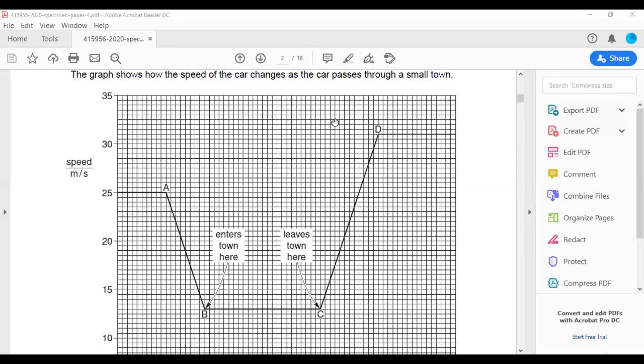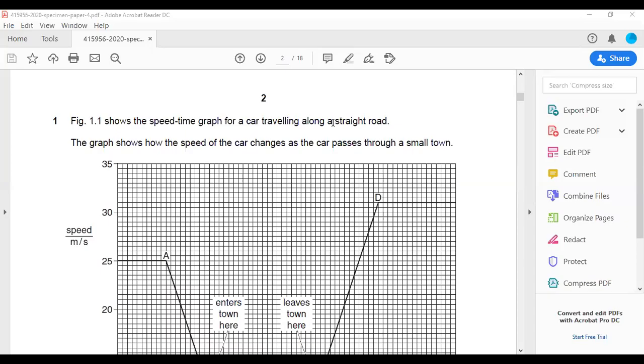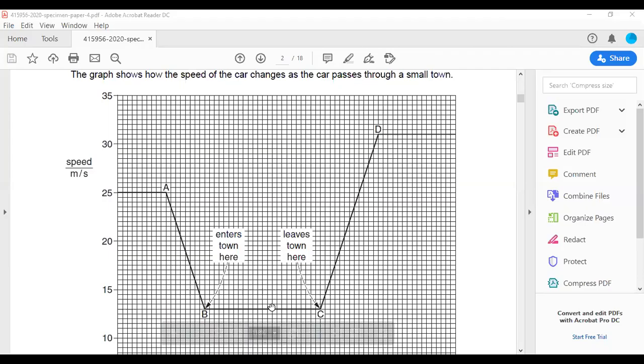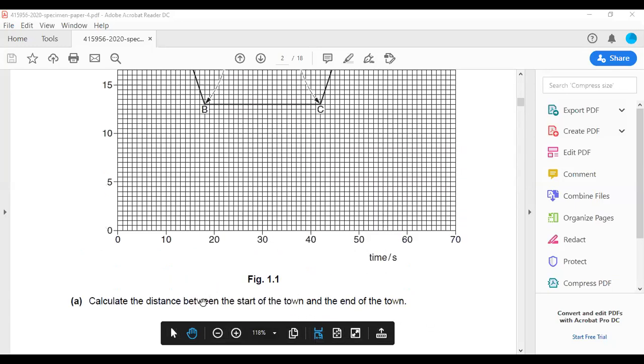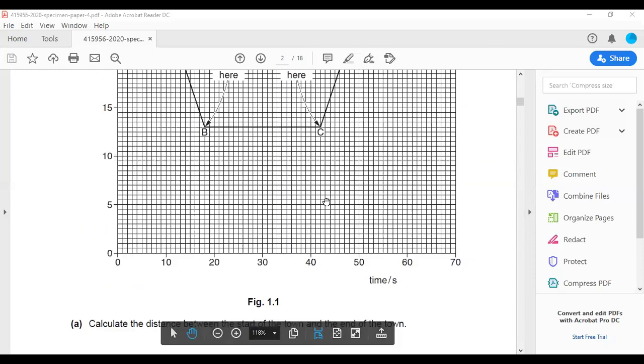So they said here in the question, figure 1.1 shows the speed time graph of a car traveling along a straight road. The graph shows how the speed of the car changes as the car passes through a small town. So the town is between B and C. He enters at point B and leaves at C. The question says calculate the distance between the start of the town and the end of the town. So he enters the town at B and leaves the town at C.